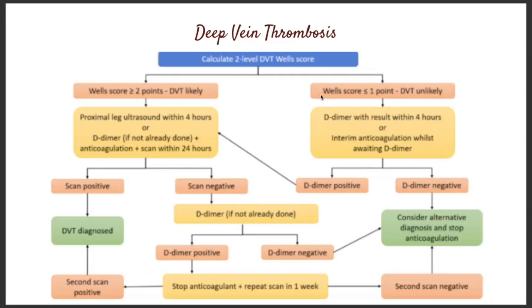Hence, first you calculate the score. Is it 2 or more, or less than 2? So 2 or more is suggestive of DVT. Hence, you proceed with a proximal leg ultrasound. If the DVT Wells score is less than 2, which is not suggestive of a DVT, but you think the person might actually be having a DVT, then you proceed with a D-dimer test, and if it is positive, then you proceed with a proximal leg ultrasound.